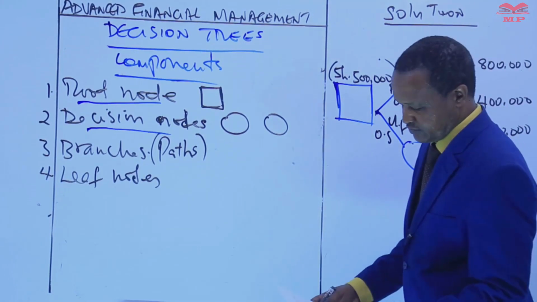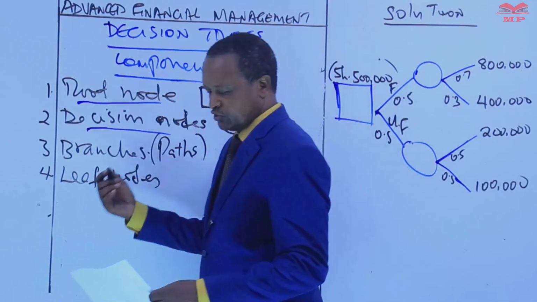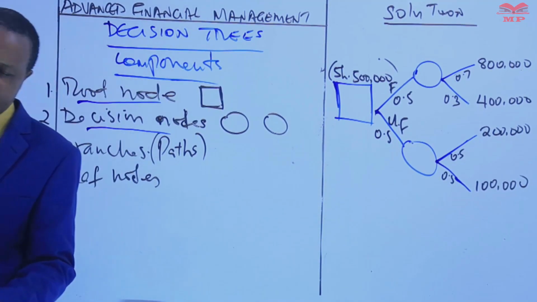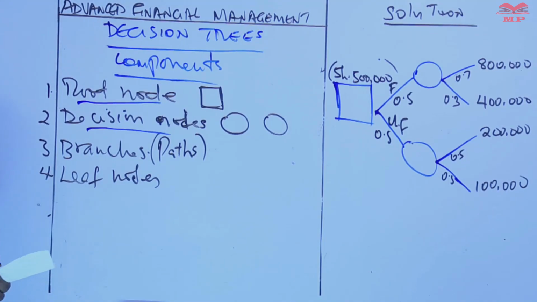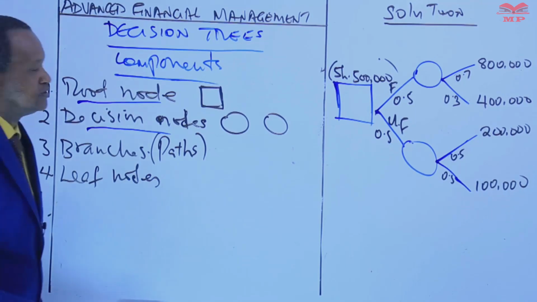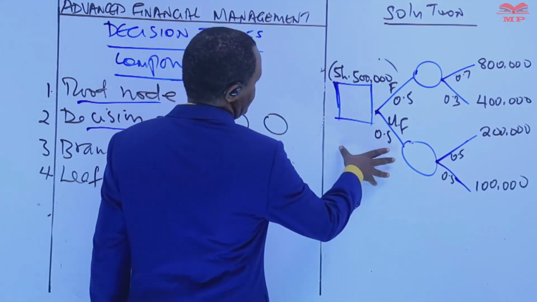We have drawn the tree, but we are required to advise the company. Should the company invest in a new product line or not? But that is how you draw the tree.